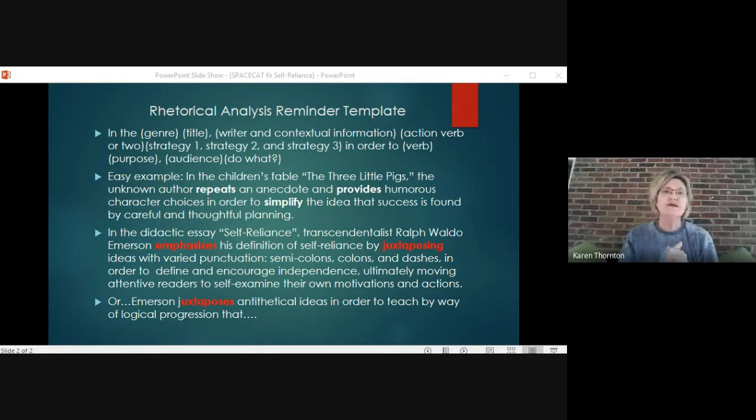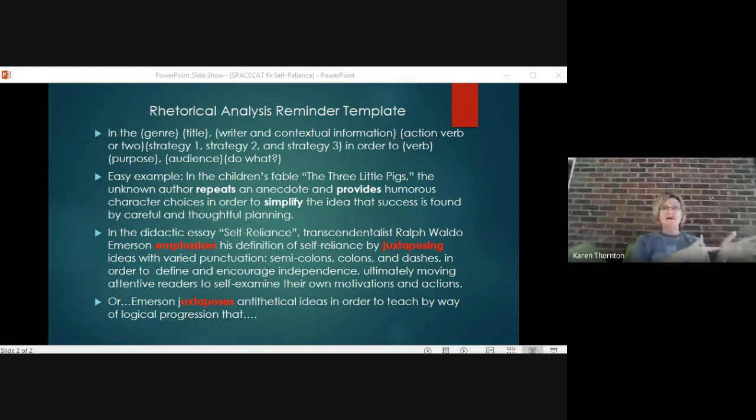And then, here's an example for Self-Reliance. In the didactic essay, now if you look, it asks for genre. Well, it is an essay, and I just wanted to go ahead and say that it was didactic. That's a tone word, so you might use that word in a different way, but I decided to use it here. In the didactic essay, Self-Reliance, transcendentalist Ralph Waldo Emerson emphasizes his definition of self-reliance by juxtaposing ideas with varied punctuation.